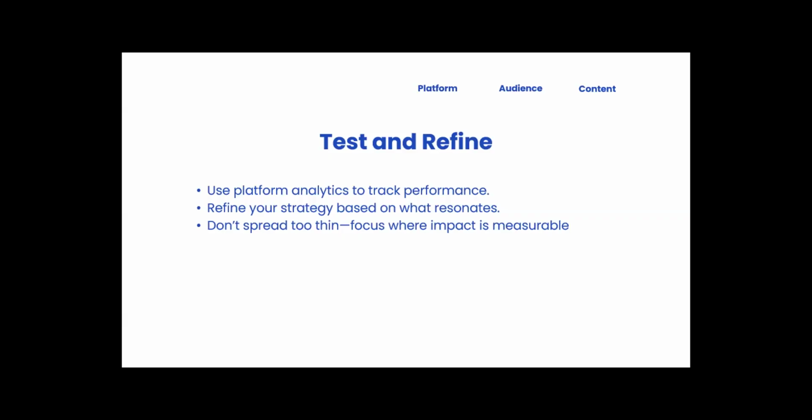So use platform analytics to track performance. There are a lot of analytics like views, likes, shares, retweets, downloads. You get it now. They give you all those analytics. Engagement rate, response rate. There's a lot of metrics that you can use to track performance. Then you refine your strategy based on what is working. Your strategy should be based on what is working.